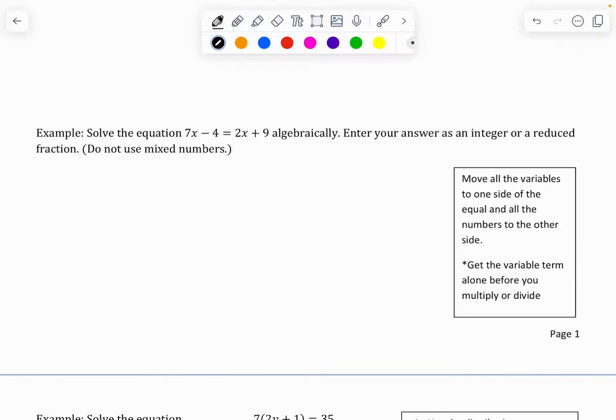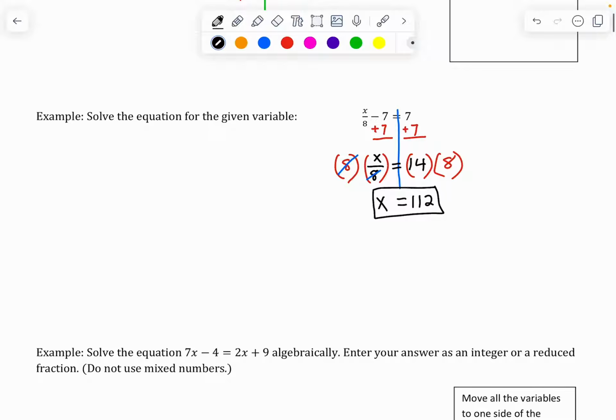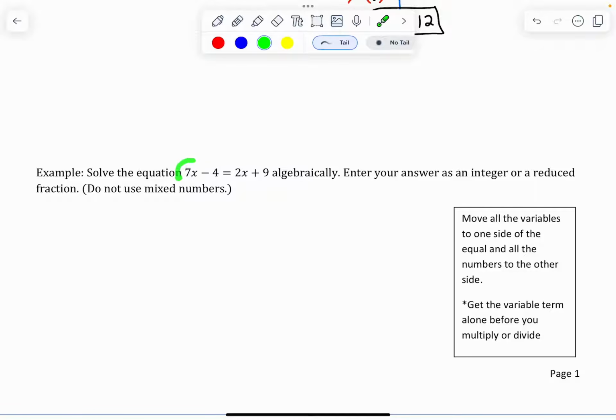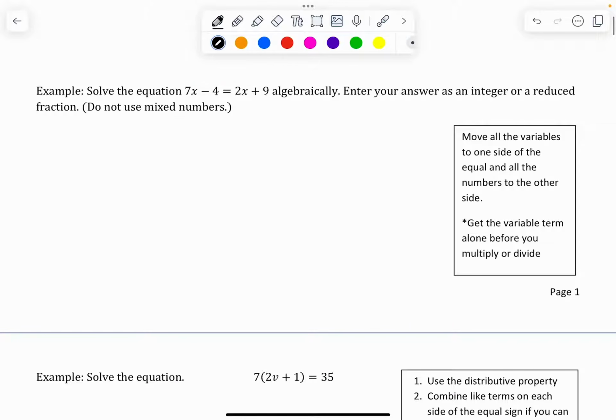So this next equation is a little different. Here, in the example we did above, we only had x on one side of the equal. Now in the next example, we've got 7x on the left and 2x on the right. So we're going to write this where we have a little bit more room: 7x minus 4 equals 2x plus 9.